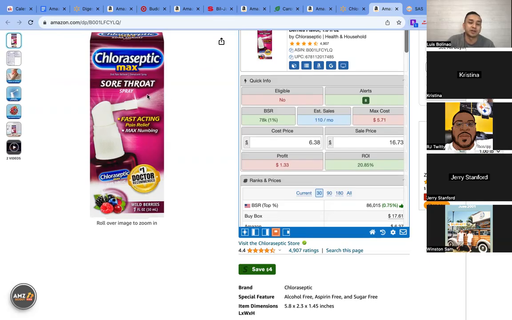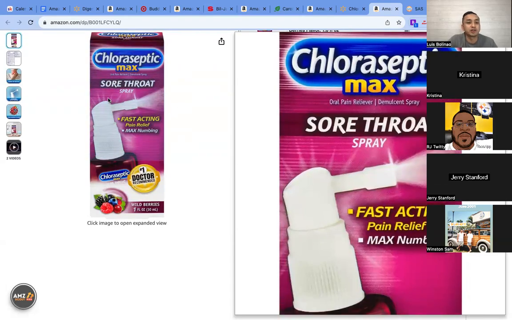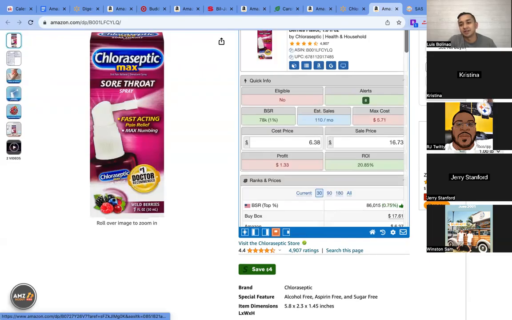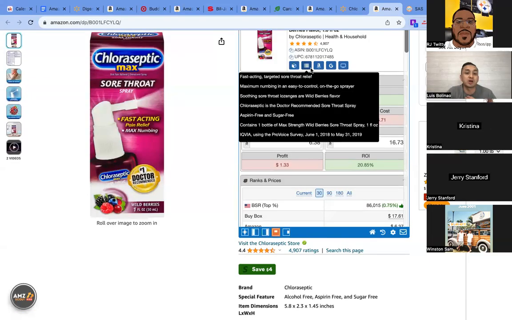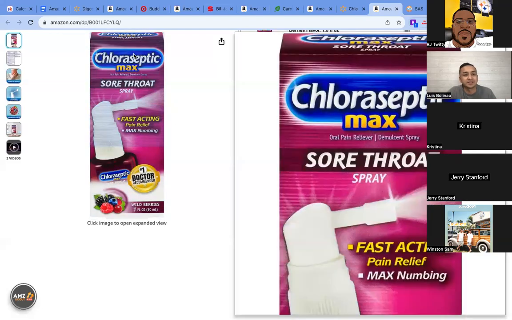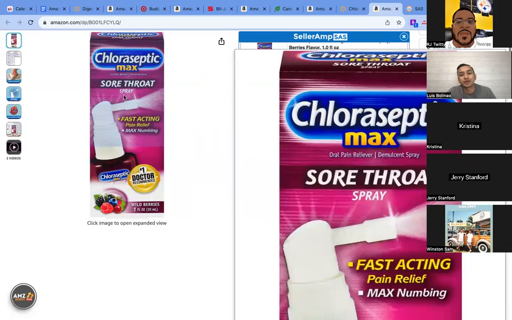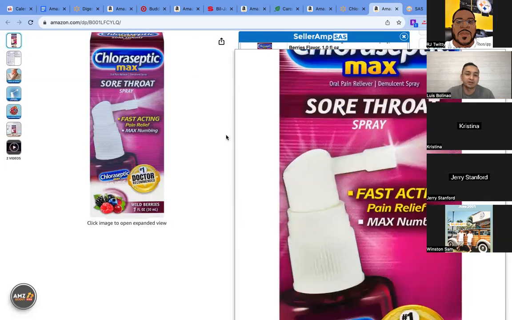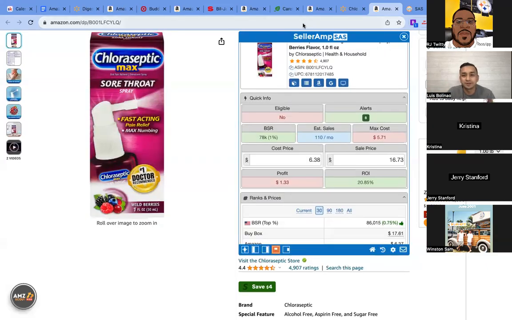So Alejo is asking, do you avoid clothing? Actually, yes, I do avoid clothes and shoes because of the return rate. I tend to stay with household products because the return rates for household products are pretty low. But as you guys know, clothes and shoes have a higher return rate because people buy clothes, and then if it doesn't fit them, they return it. But if you're selling stuff like this, like a sore throat spray, it's a product that has a lower return rate.